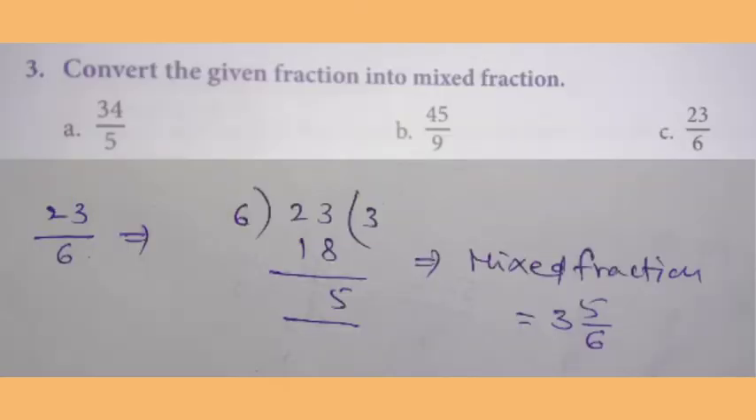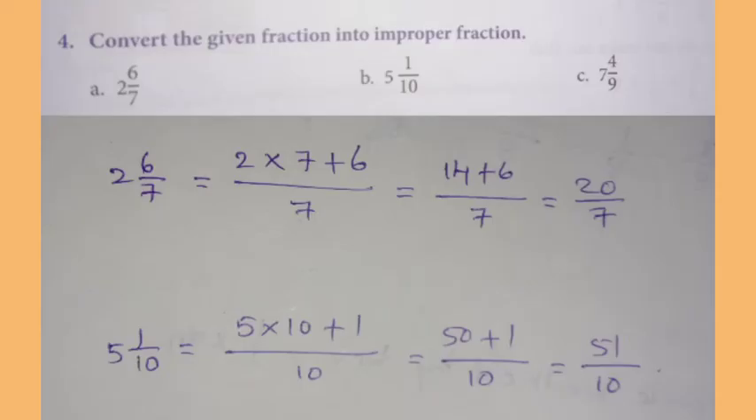Bit C, 23 by 6. Here 6 goes into 23 3 times. 6 3s are 18. Now subtract 23 minus 18, we get 5. Therefore mixed fraction is 3 5 by 6. Question number 4. Convert the given fraction into improper fraction. In order to change the given fraction into improper fraction, we need to multiply the denominator with the whole part and then add the numerator to it, over the denominator.